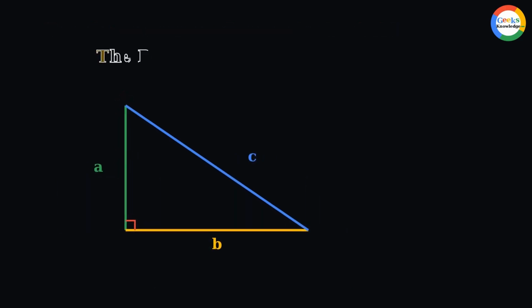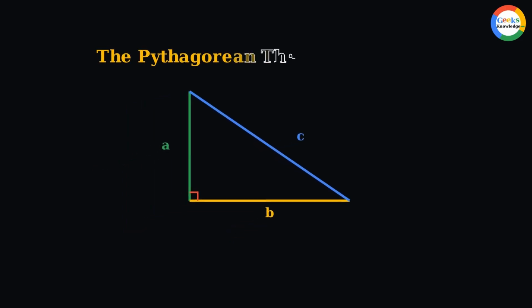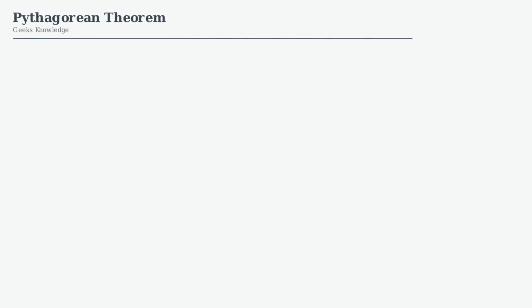In both cases, we uncover the exact same shape, a right-angled triangle. And this brings us to one of the most powerful and widely used rules in mathematics, the Pythagorean Theorem. That is, a squared plus b squared equals c squared. Welcome to this visual proof of the Pythagorean theorem, presented by Geeks Knowledge.